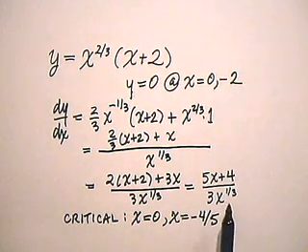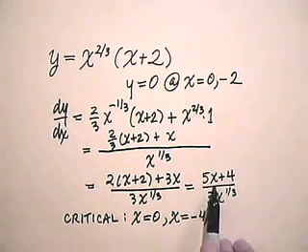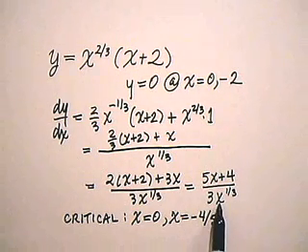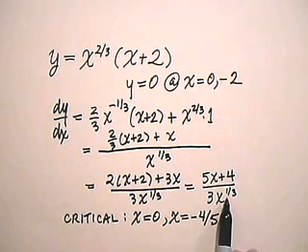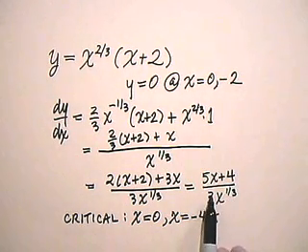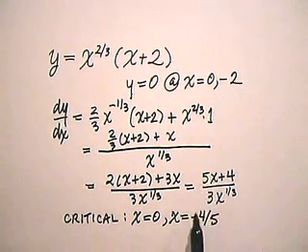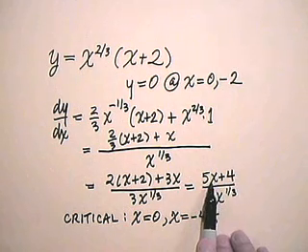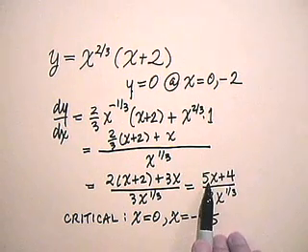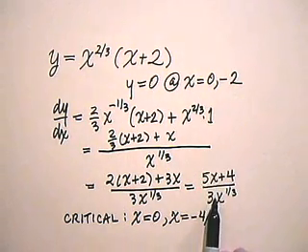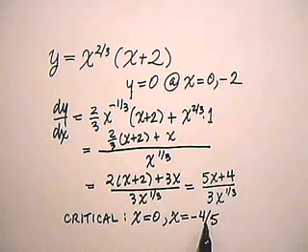Now, let's consider the sign of this derivative. If x is negative, then the 1/3 power is negative. So consequently, this denominator is negative to the left of 0. If my x here is less than negative 4/5, for instance, if, say, x is negative 1,000,000, then this numerator is negative. Negative over negative is positive. So consequently, this derivative is positive to the left of negative 4/5.